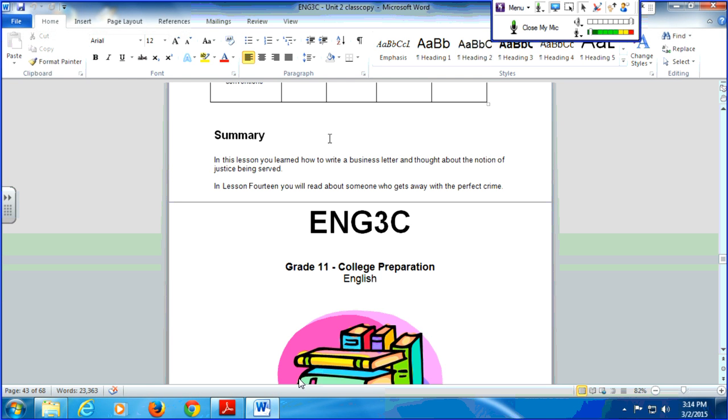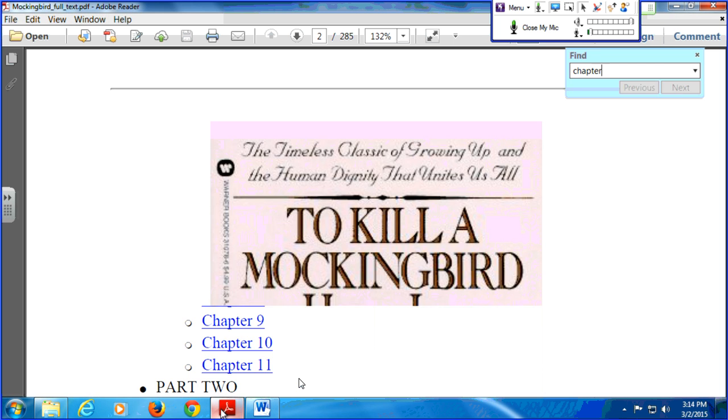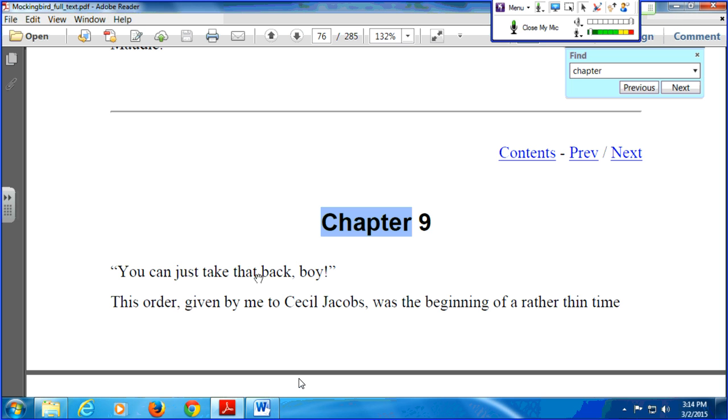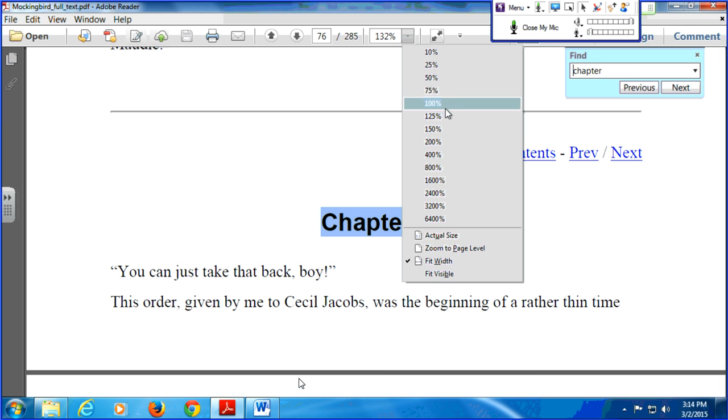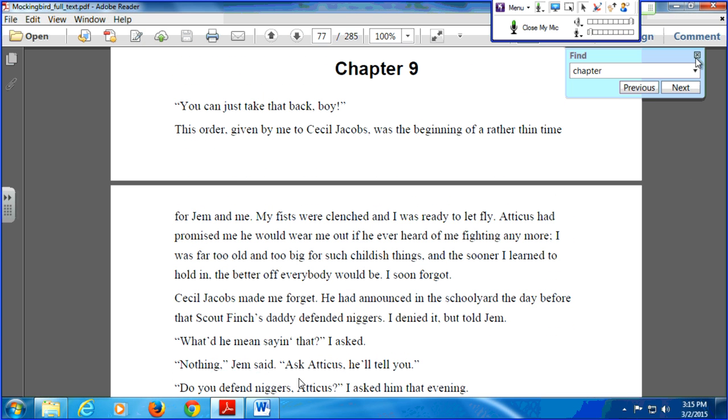So before we start with lesson 9, we're going to read chapter 9 in To Kill a Mockingbird. You can find that on page 99 of your course novel. And as always, I will have it up on the screen here as well, so you can follow along in your course novel, or you can just follow along on the screen.